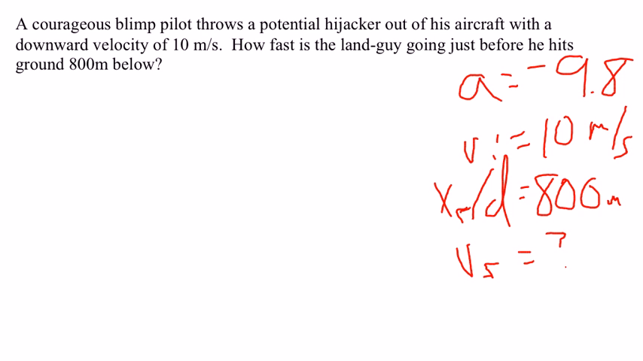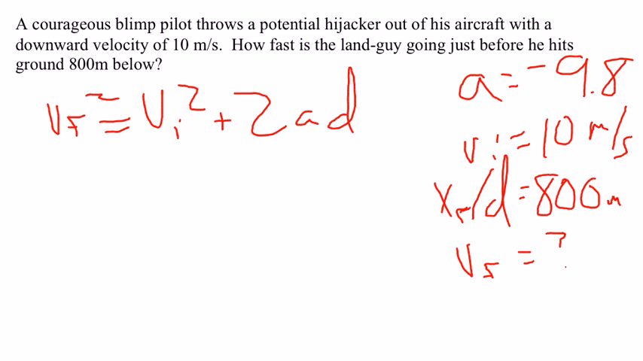Alright, well, again, picking our equation, we don't have time, so the first and third equations don't work. So the only thing we have left is Vf squared is equal to Vi squared plus 2AD. We are looking for how fast after. We're looking for Vf, so we need to square root both sides.